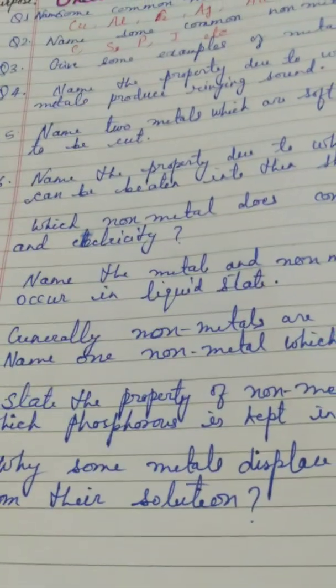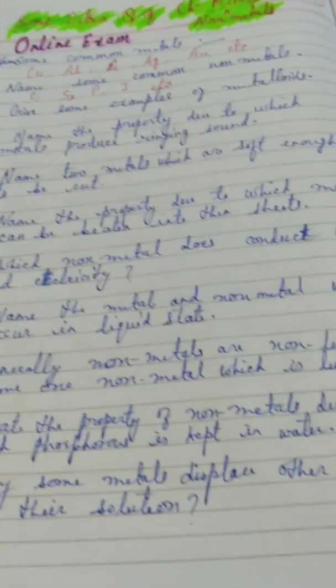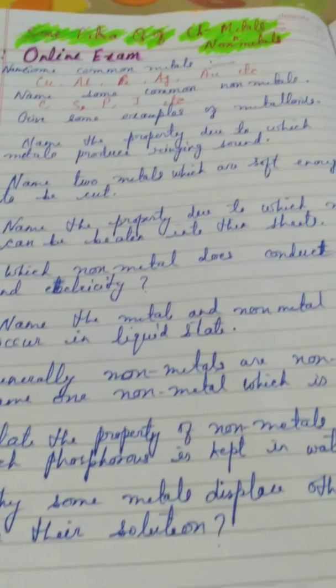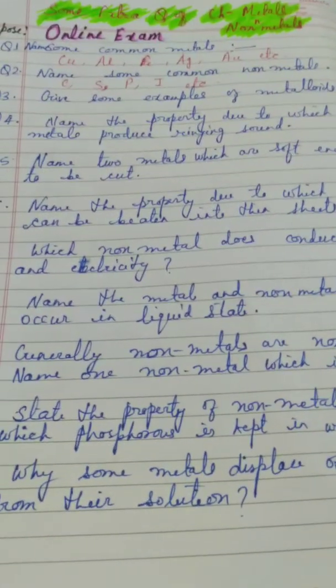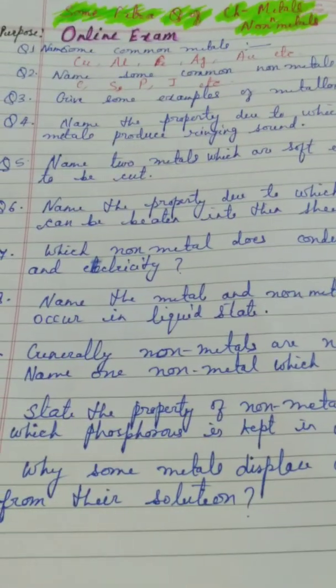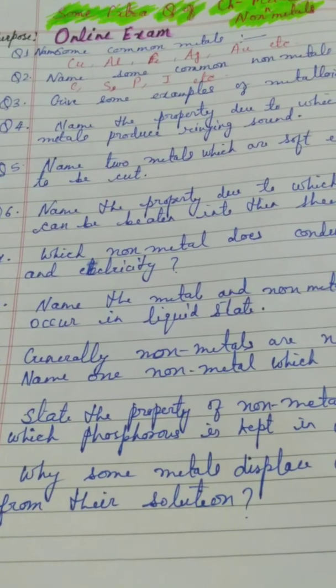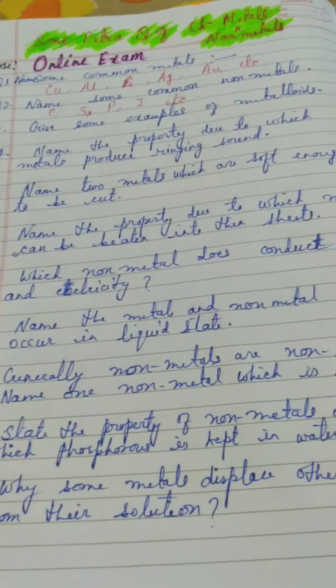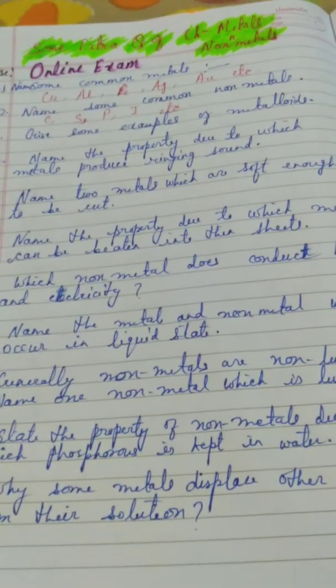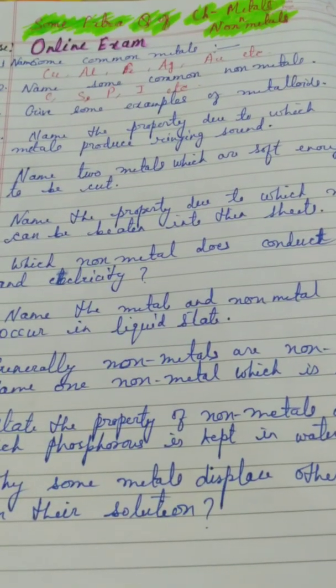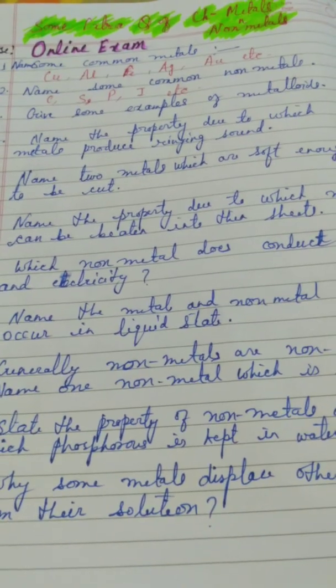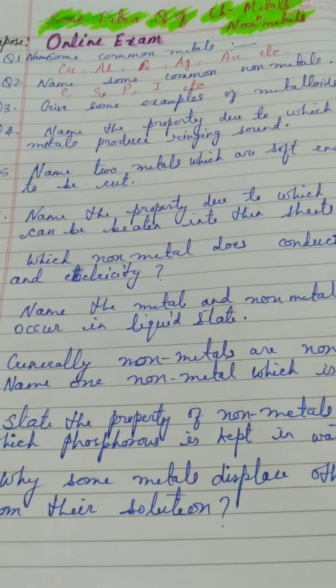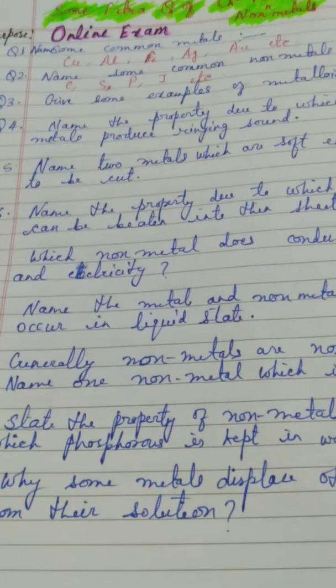Now state the property of non-metals due to which phosphorus is kept in water. Yes, boys, phosphorus also exists in three forms. These are the allotropes of phosphorus. Allotropes are what? They are the same element, but they differ in their physical properties and are identical in their chemical properties. Physical properties are what? State, density, appearance, conductivity, etc. You know very well about it.